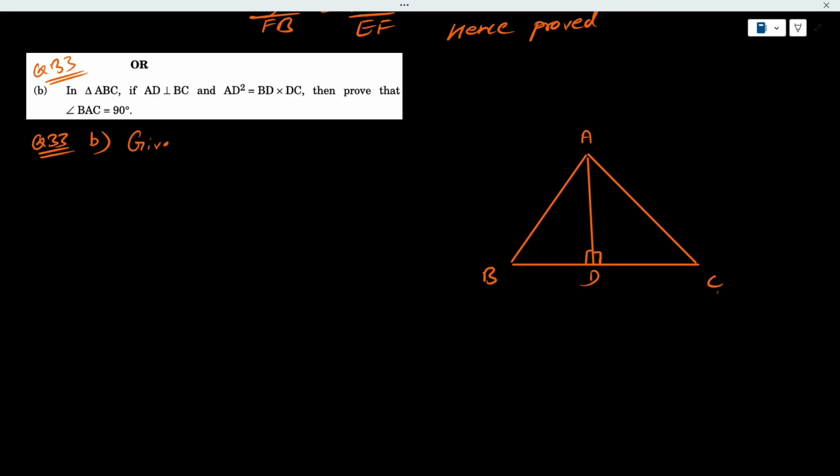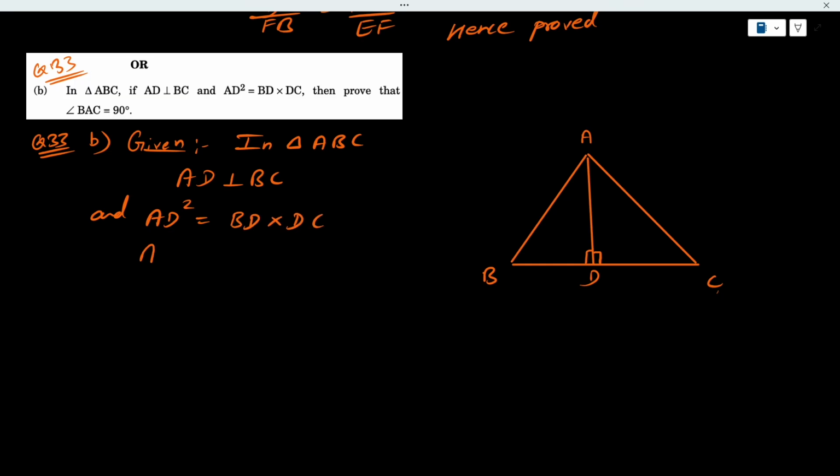So what is given here? We'll start with given: in triangle ABC, AD is perpendicular on BC, right? And what else is given here? And AD square is equal to BD times DC. Again, it's given in this form. This can be written as AD times AD. You write it down in ratio form because it's a similarity. So we can use SSS or SAS similarity when you are writing which ratios are equal, right?